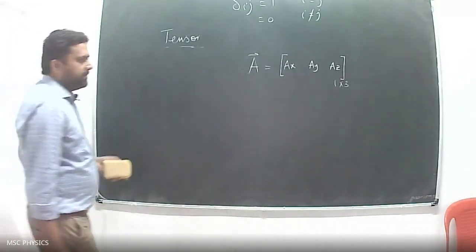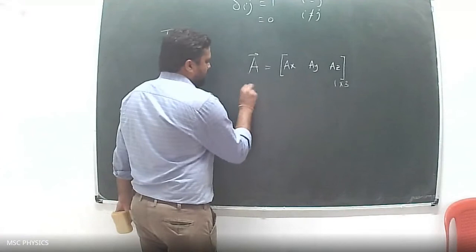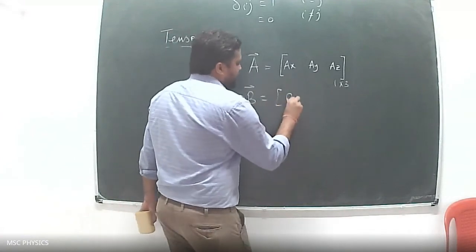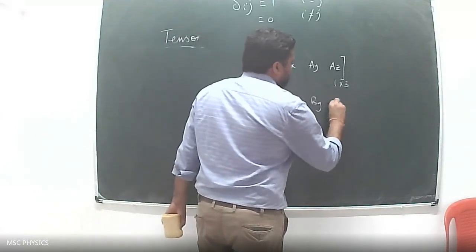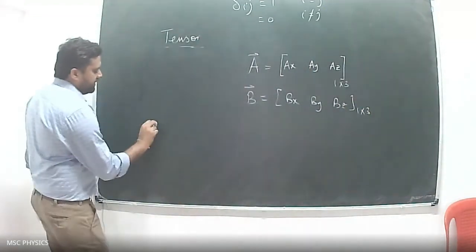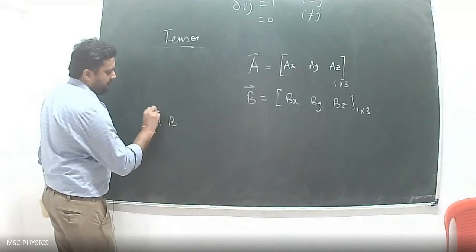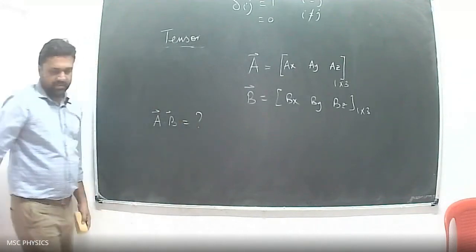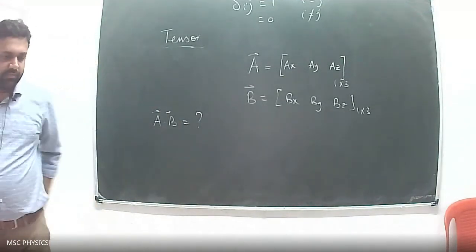So I have vector A, I have another vector B. That will be Bx, By, and Bz. This is also 1 cross 3. I want to know A dot B. How will I get that? From these matrix forms.